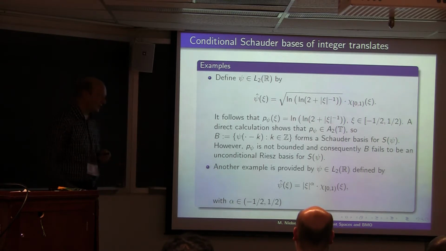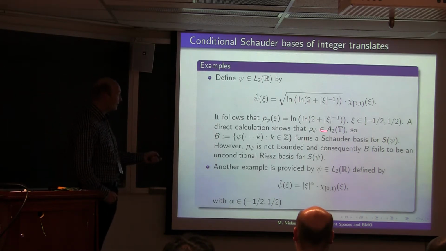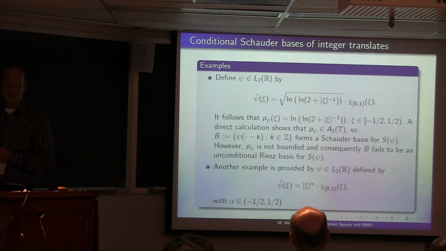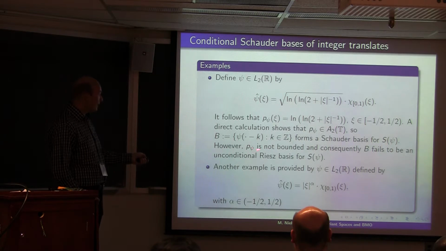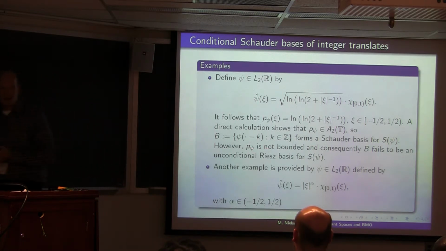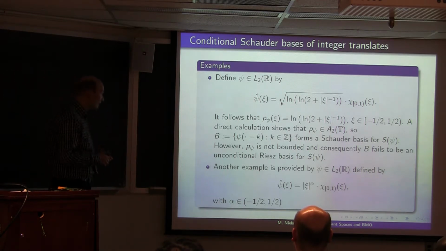This is a very, very slowly increasing function at the origin, but yet it's clear that it's not bounded. A direct calculation will show that this is in fact in A2. In fact, any power of this function is going to be in A2. I will return to that point a little bit later. And this is clearly not bounded. So this system forms a Schauder basis for the corresponding shift invariant space. But since the periodization function is not bounded, this system cannot be unconditional. So it's a conditional Schauder basis for this space.